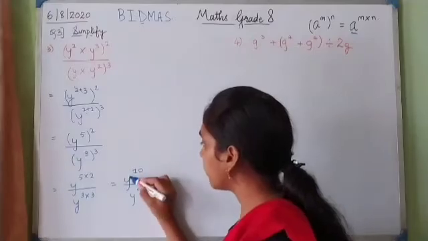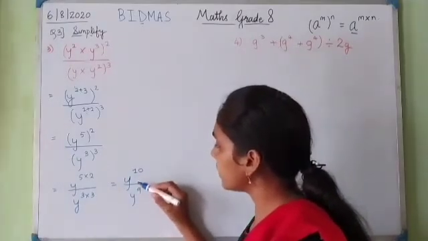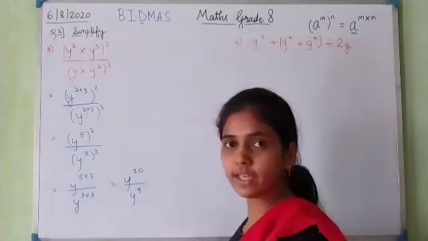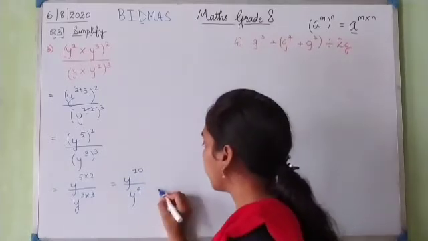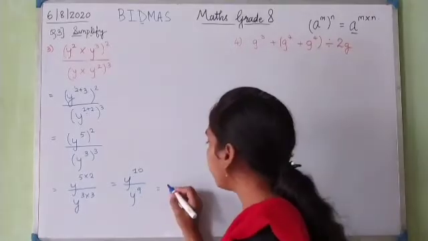Our sum is not completed here. There is one more thing which we have to do. See, here you can see both the bases are same, which is y, and their powers are different. So according to the second law, and they are divided, right? So what we do?